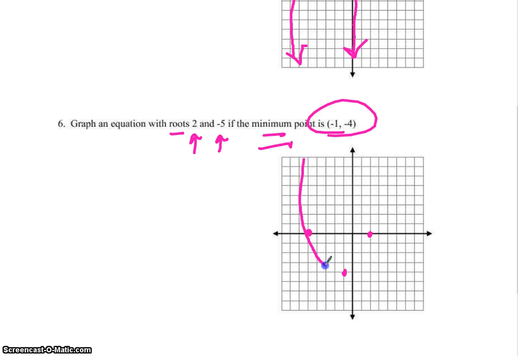And once again, you want to hit your points, you want to curve, you want to get it as close to perfect as you can, but I'll be lenient when I grade. And that's all you have to do to that.